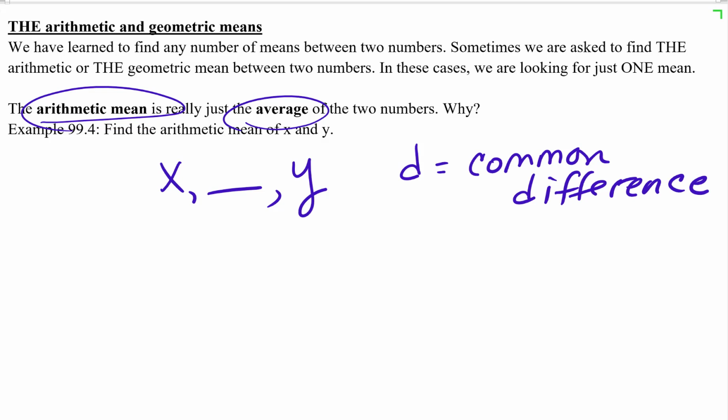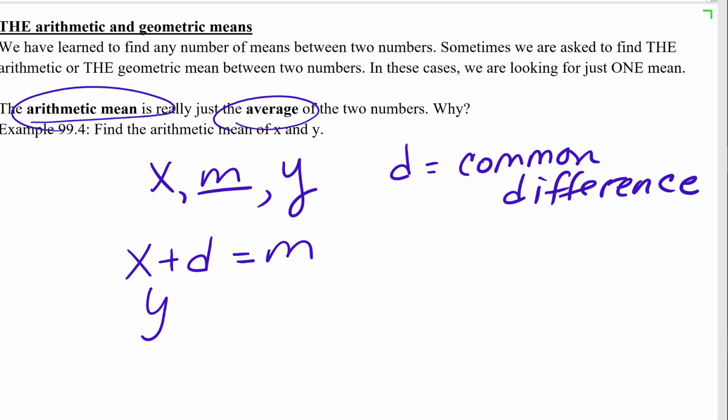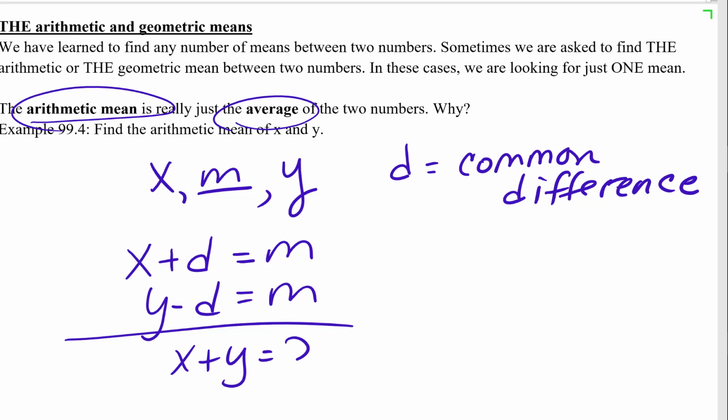And so that mean, that number between the two numbers, is equal to x plus d. That's one way you could name that number. Another way you could name that number would be y minus d, because if you take d away from y, you get the number before it. That's also m. So if I add these two equations together, x plus y is equal to 2m. If I divide both sides by 2, then you can see why the mean is just the average of x and y. So whenever you're trying to find the arithmetic mean of two numbers, simply add them together and divide by 2.